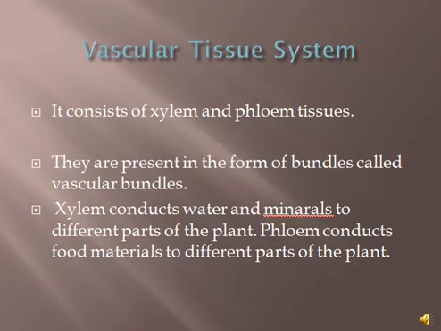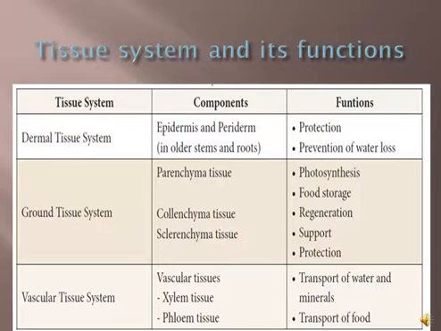Vascular tissue system. Vascular tissue system consists of xylem and phloem tissues. They are present in the form of bundles called vascular bundles. Xylem and phloem are arranged in the form of bundles. They are called vascular bundles. Xylem conducts water and minerals to different parts of the plant. Phloem conducts food materials to different parts of the plants. Xylem and phloem are called conductive tissues because they transport substances.